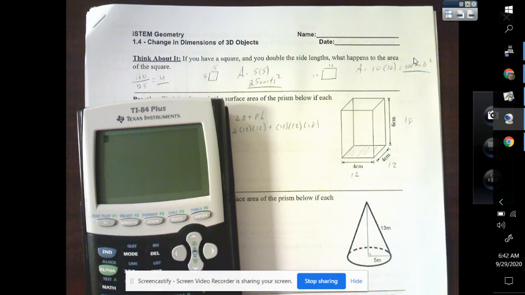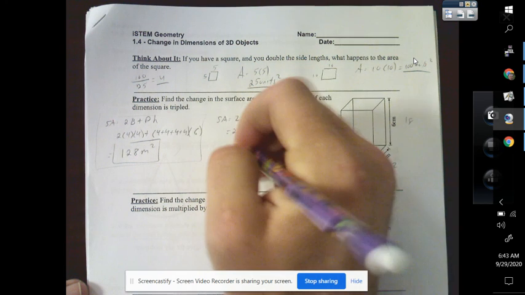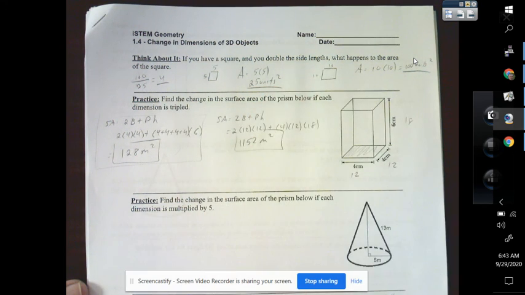Okay, let's see here. 2 times 12 times 12, plus 4 times 12 times 18. 1,152. And it's surface area, so it's still meters squared.